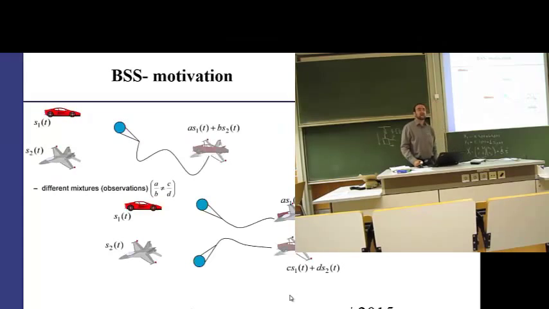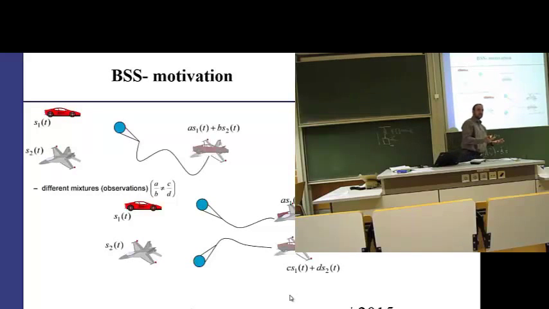X is always null. Not just in this case. X is the signal of the sensors. So that's the observation. Because X is the observation, so you always know X. The problem is that you don't know S and you don't know A.